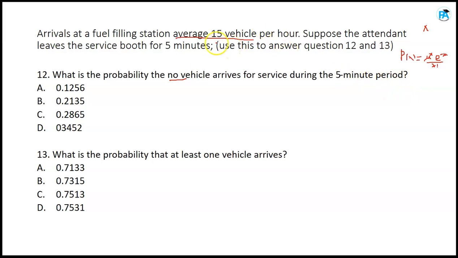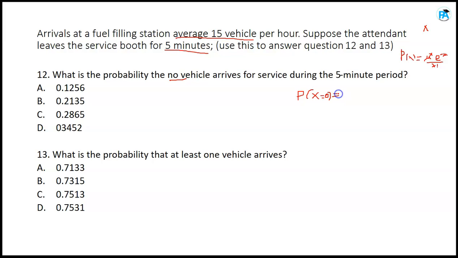Now this is not a straightforward question. The reason is, you see, the average 15 vehicles per hour is for 1 hour, isn't it? Now suppose the attendant leaves the booth for 5 minutes, what is the probability that no vehicle arrives during the 5 minute period? Now to find the probability that x is exactly zero, they said no vehicle, it means x is exactly zero. Are you following? No vehicle means x is exactly zero.